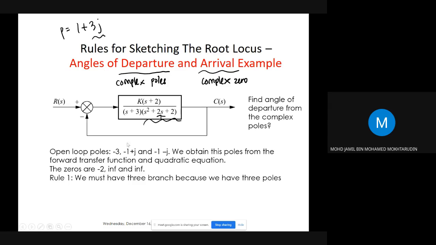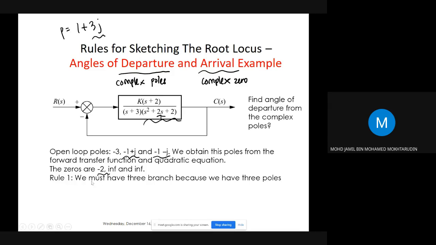So here you have complex poles. Tetapi 0 tak ada complex, okay? Only a real number. So dekat sini hanya ada satu angle sajalah. Angle of departure, angle of arrival tak ada. Okay, so yang ni dia ajar terus teori root, macam nak plot root locus, okay.